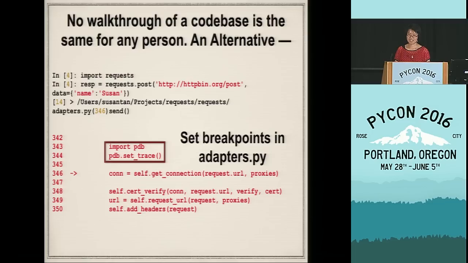One alternative thing that I could have done is to entirely skip the unit test and instead place a breakpoint directly in the adapters.py, and then I can fire up a Python shell, make a request of any kind, and then hit this breakpoint. And then in the debugger, I can take a look at the variables and see how the response gets constructed. So there's different ways for walking through a codebase.